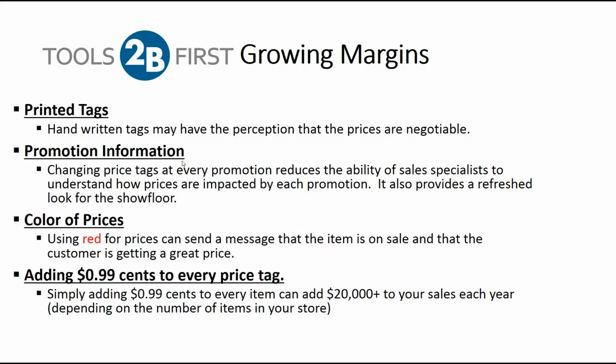And then the fourth one is sometimes easily overlooked, but again, a great opportunity to grow margins. Simply adding 99 cents to every item, and putting that on the price tag. Depending on the size of your store and how many pieces of merchandise you have, simply adding 99 cents to every item can add 15 to 20,000 to your sales each year, depending on the number of items in your store. So again, a simple change, but a pretty big impact to the top line.